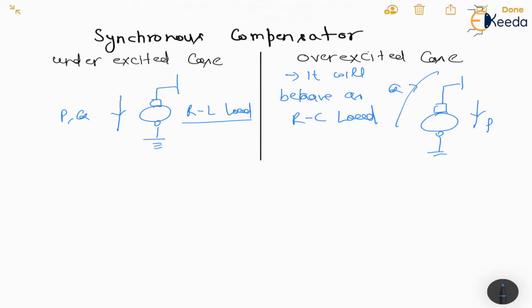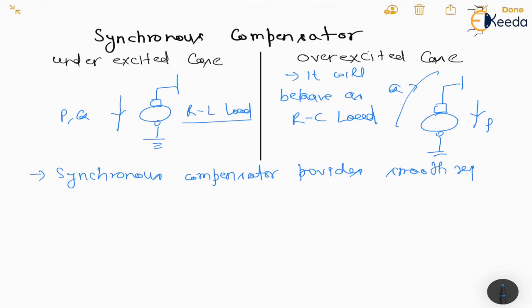The second point is the synchronous compensator provides smooth regulation rather than step by step control. Next is it consumes both active power as well as reactive power. It consumes P as well as Q.